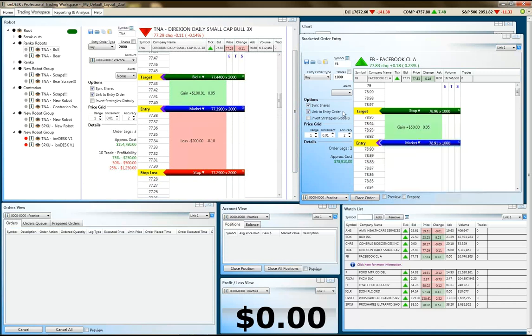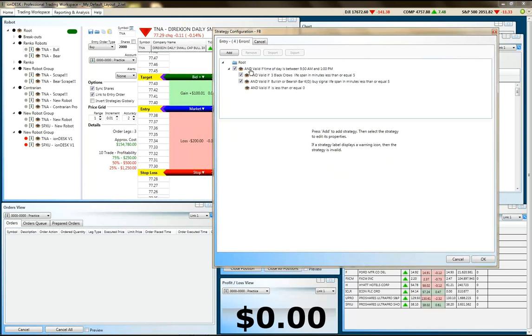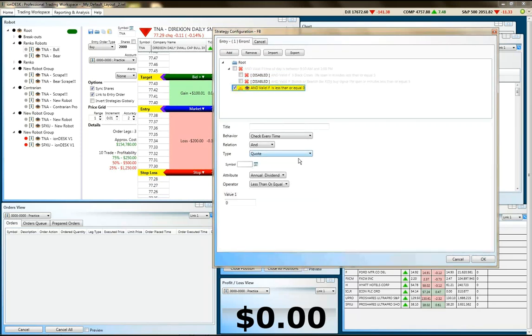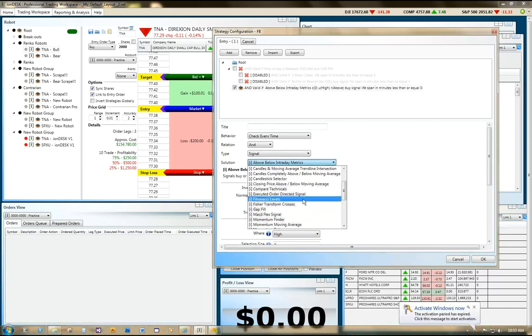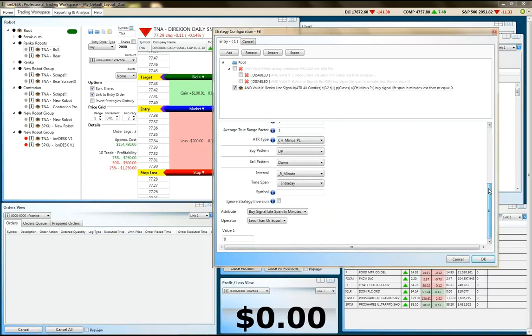So this is that strategy that we had earlier. And so I'm going to add another strategy. I'm going to disable this one. And I'm going to add a strategy. I'm going to go to Renko here. All right. And so I could actually have Renko manage. I'm going to make sure this is set up correctly. And we're actually going to take this over and back test it in a minute.